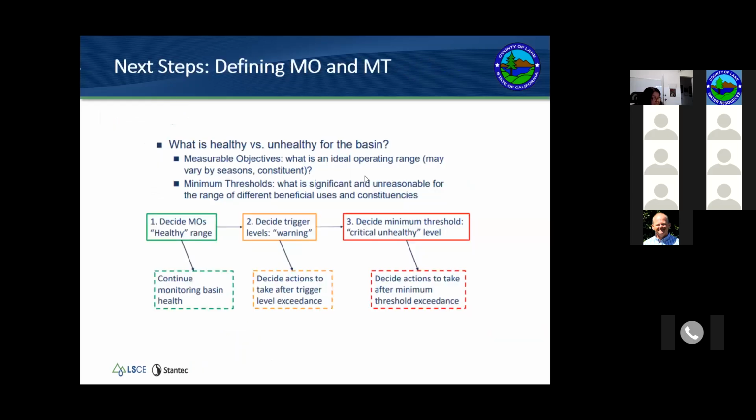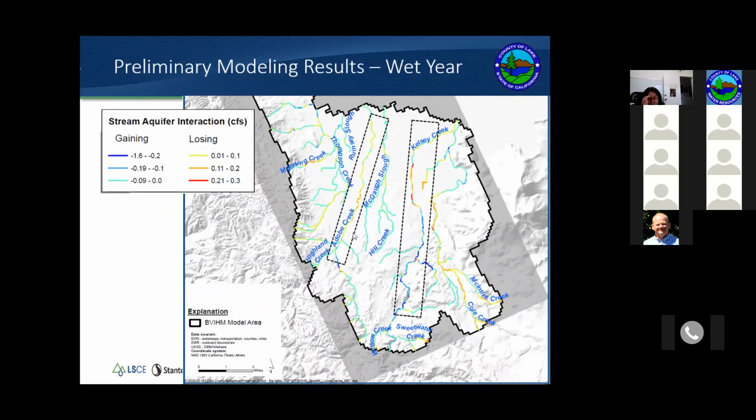On Adobe Creek, on the other hand, except very high up close to the reservoirs, where on average it's gaining for most of the year, for most of the creek it's actually losing for most of the year, even in wet years. So we don't see the gaining condition that we see on Kelsey Creek. On Adobe Creek, it's losing most of the time during wet years.